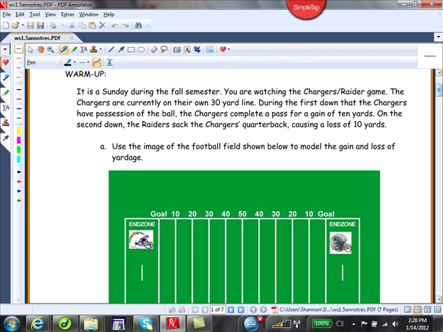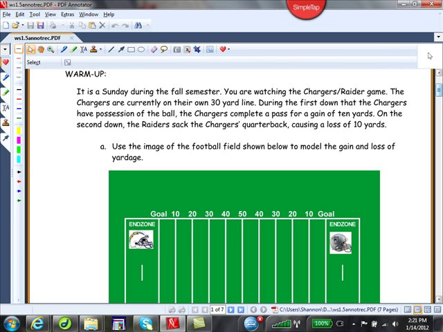So for those of you not familiar with football, basically the Chargers, this is their end zone, and their own 30-yard line is going to be here. They're trying to get to the Raider end zone so they can score. And then, obviously, they're trying to keep the Raiders from going over here. Right? So the Chargers are currently on their own 30-yard line. During the first down, the first play that the Chargers have possession of the ball, they complete a pass and they get a gain of 10 yards.